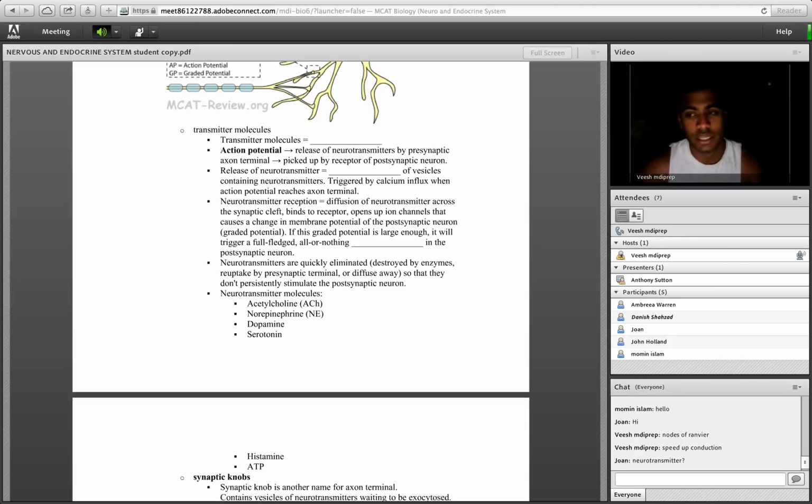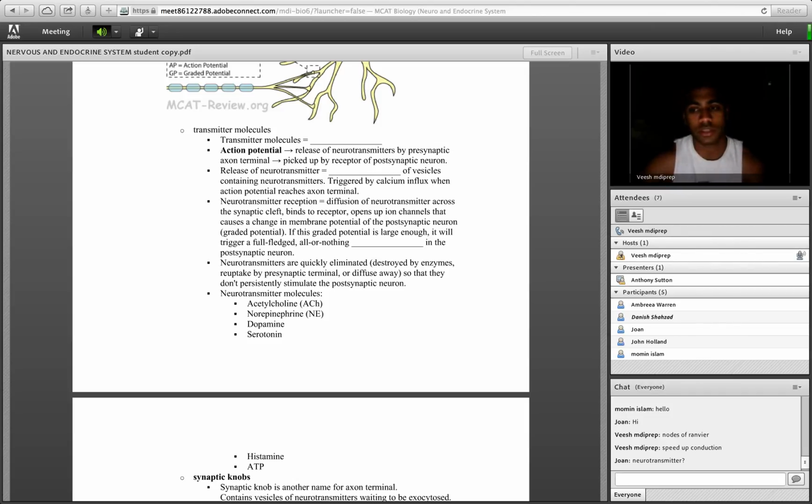So the definition of action potential is when there's a release of neurotransmitters by a presynaptic axon terminal, and then they're picked up by the receptor of a postsynaptic neuron. And the action potential, obviously, is the signal being sent out.